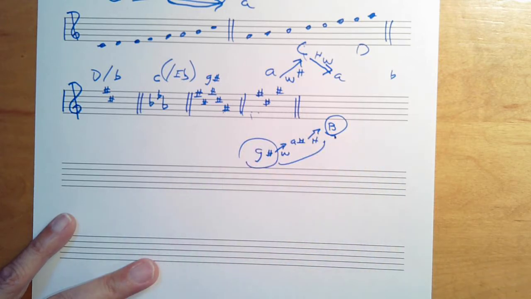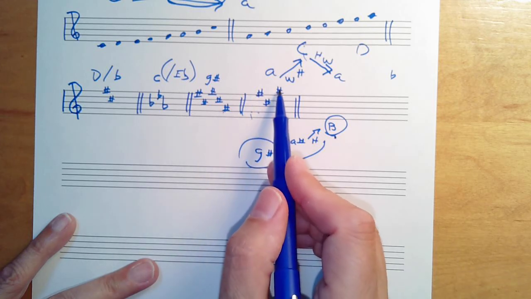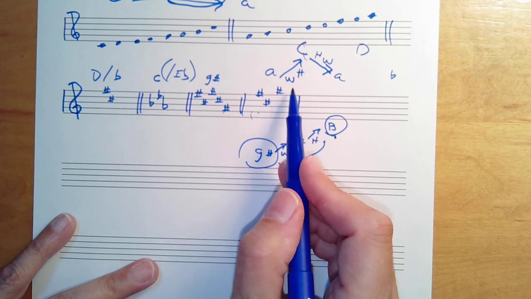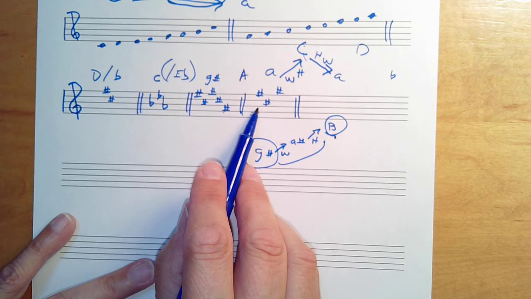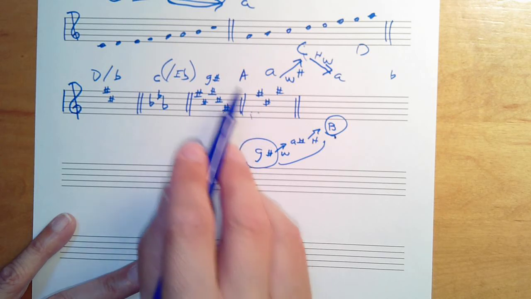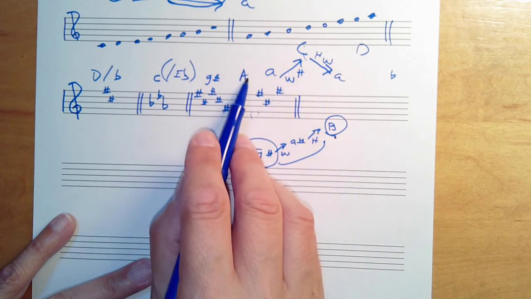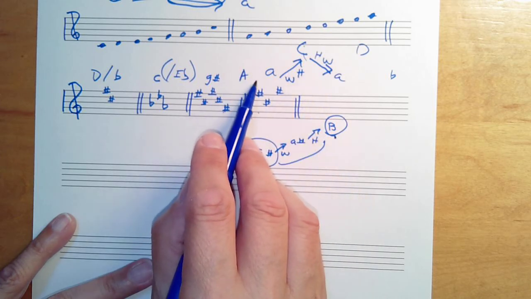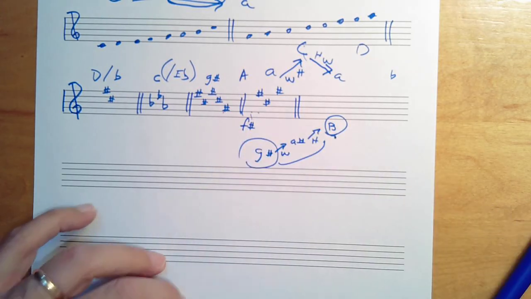Step by step, first we have to get the major key. F sharp, C sharp, G sharp. The last sharp is G sharp, which is the leading tone to A. This is, therefore, the key signature of A major. To get the minor, we're on A. We go down a half step to G sharp, whole step to F sharp. That is the key signature of F sharp minor.